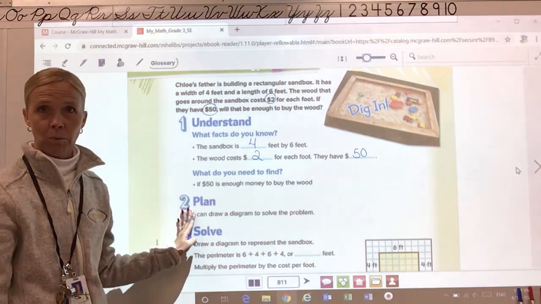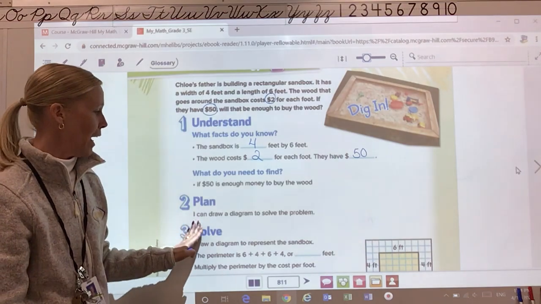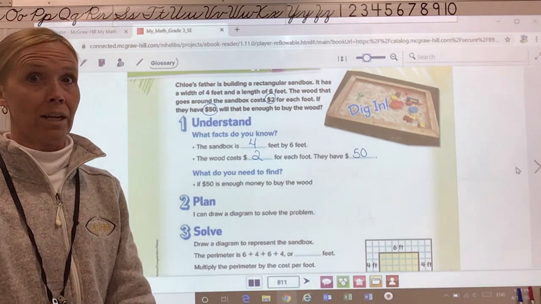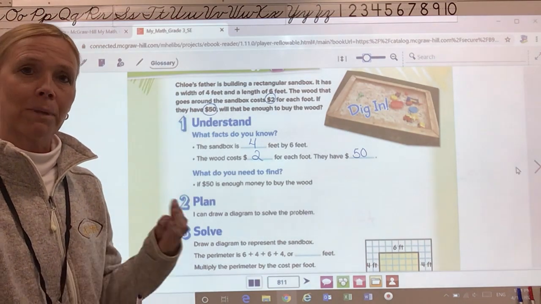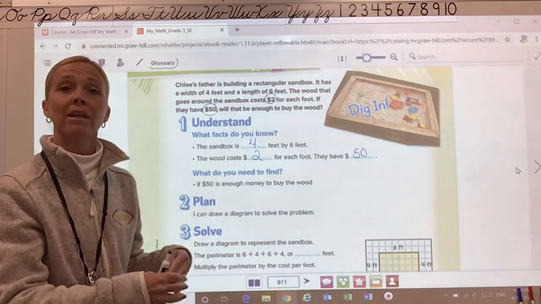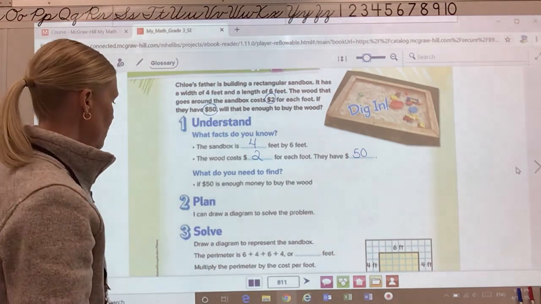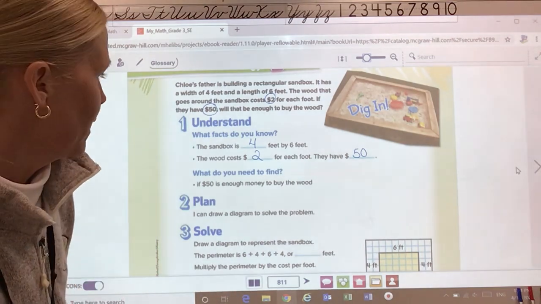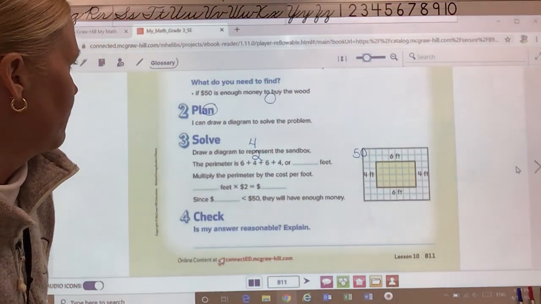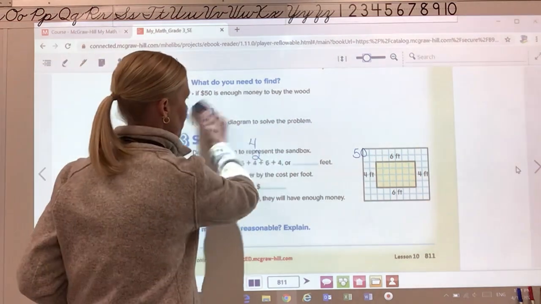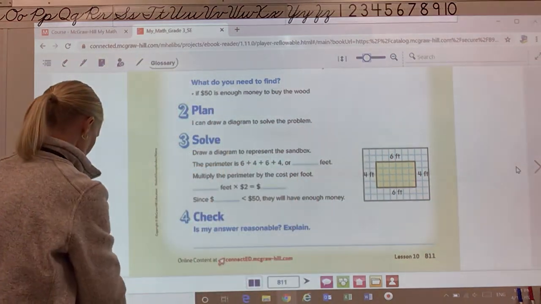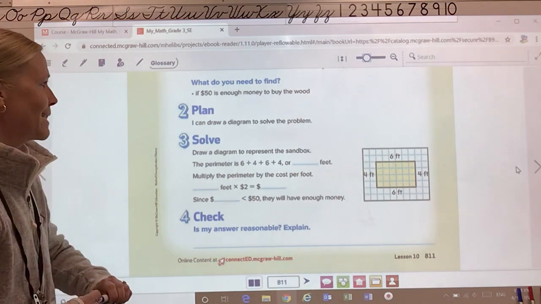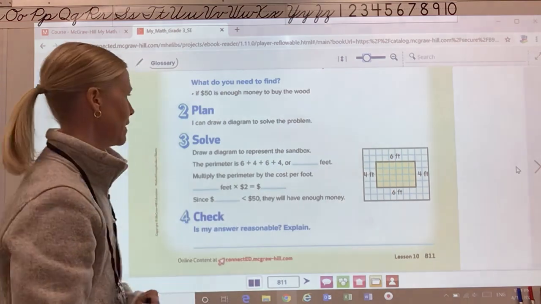The plan, when we're working this out, is I can draw a diagram to solve the problem. And you know, Mrs. Shreddy loves drawing pictures because I feel like pictures help us step through the story problem and figure out the answer. So let's look. We're going to do a diagram. Now luckily, they kind of did it for us. So let me scroll down a little bit so you can see. And I'll erase what I had up here so it's not in the way. And it says, draw a diagram to represent the sandbox. They did it for us, nice and easy here.